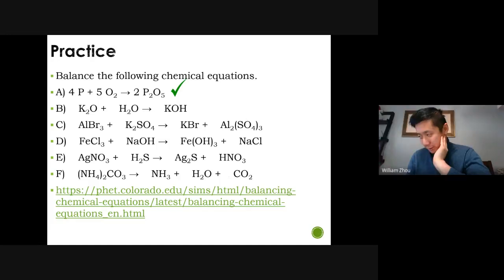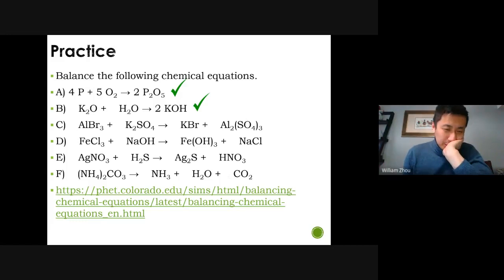Okay, I see it. So basically just put a 2. Yep. Yeah, that one is pretty simple because if you just double the right side, you just have what the left side is. 2 potassiums, 2 oxygens, and 2 hydrogens. You see that right there?